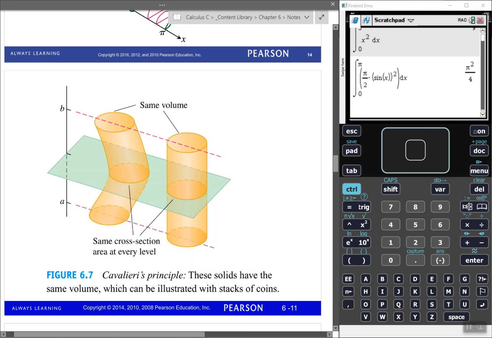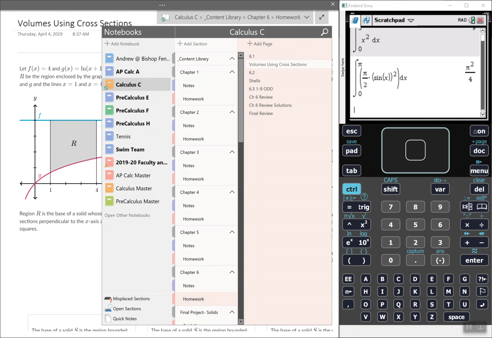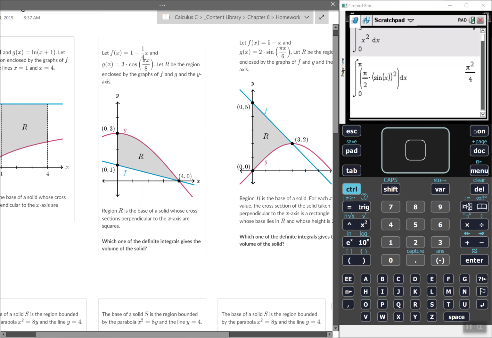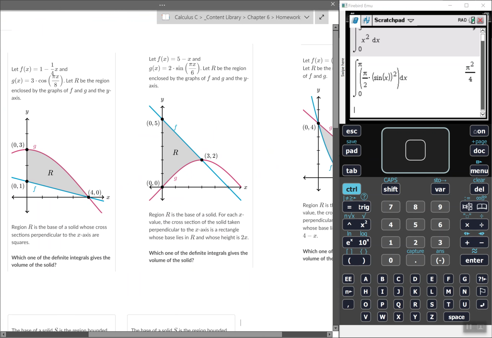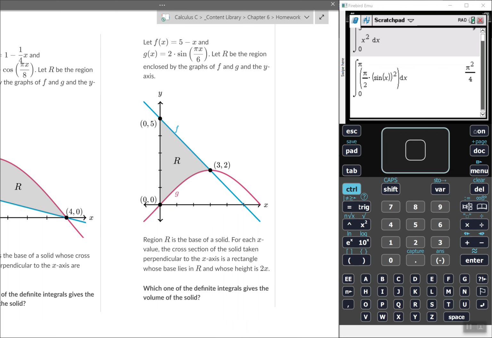So one more example we're going to do over here with these cross sections. We've got all of these printouts here. We'll do this one right here. So it says let f of x equal 5 minus x. So that is this top f function here, the blue. And g is 2 sine pi x over 6, which is this red curve here. R is the region enclosed by the graphs and the y-axis. So they've got everything shaded in for us. So they've taken half of the picture and drawn it for us. We need to draw the other part.